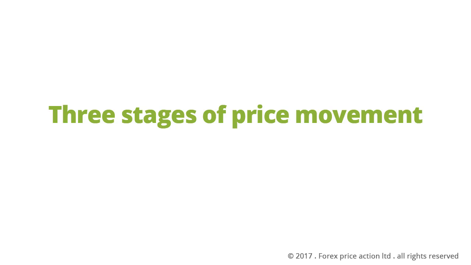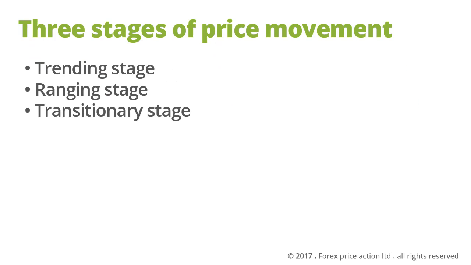In this video, I'm going to be showing you the three main stages of price movement. So what are the three main stages? Well, stage 1 is the trending stage. Stage 2 is the ranging stage. And stage 3 is the transitionary stage. These are the three main stages of price. Price moves through these stages over and over and over. And thinking about price in these various stages and identifying these stages will help you understand price action. So let's look at these stages in a little more detail.